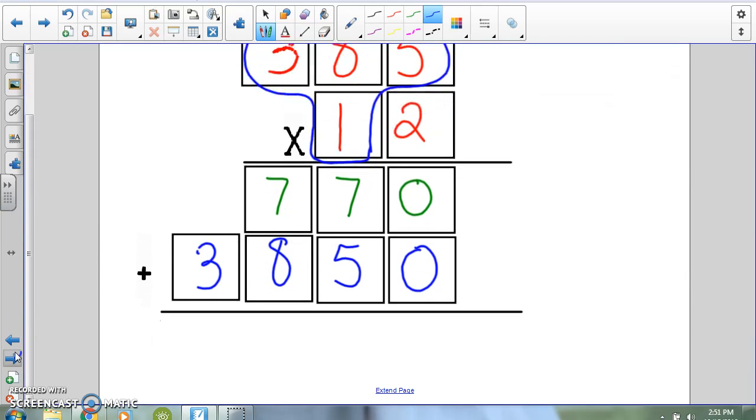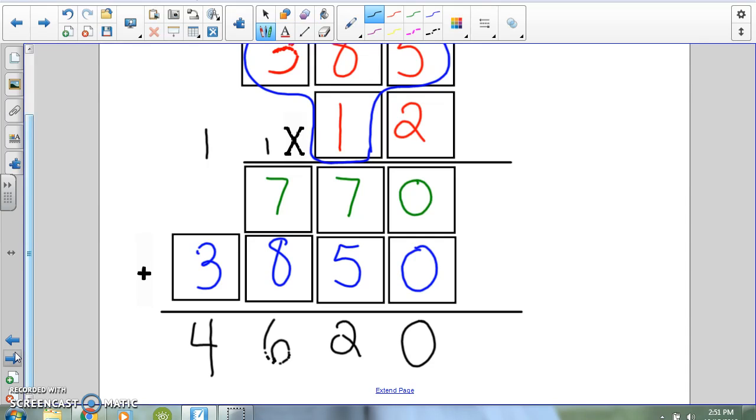Alright, now that we have our 2 partial products, all we have to do now is add. 0 plus 0 is 0. 7 plus 5 is 12. We're going to carry our 1. And 7 plus 8 is 15. Carry the 1, 16. And 1 plus 3 is 4.